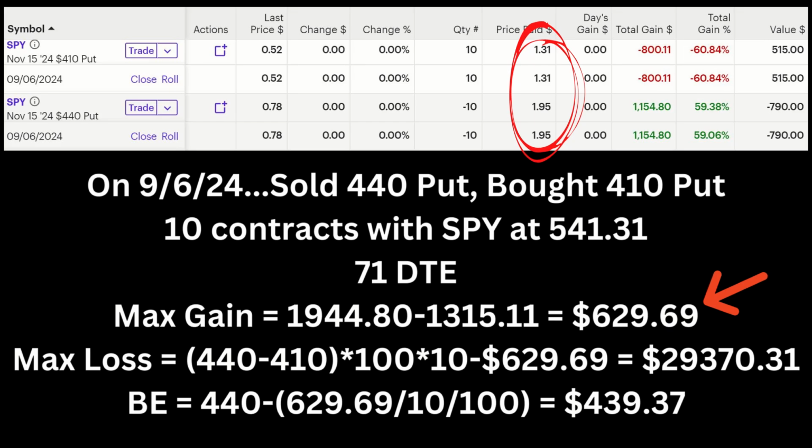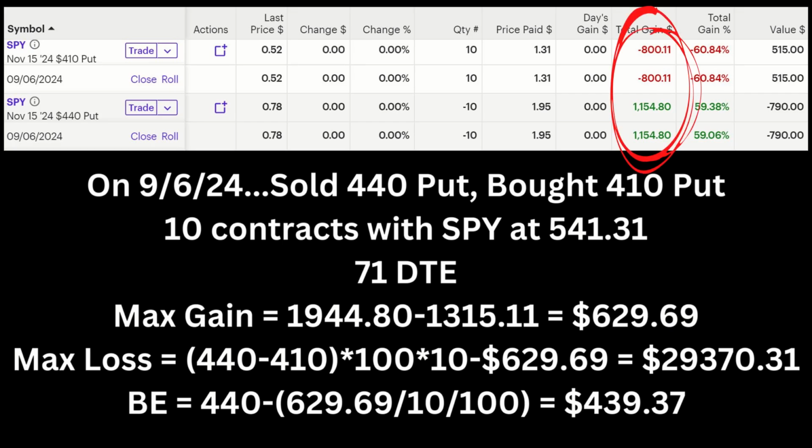That's my max gain that I can make. And if you look out here on the end, you can see that I've lost $800 on my long puts, and I've made $1,154.80 on my short puts. So the net gain there is about $350 overall. So I could close this out right now and do okay.